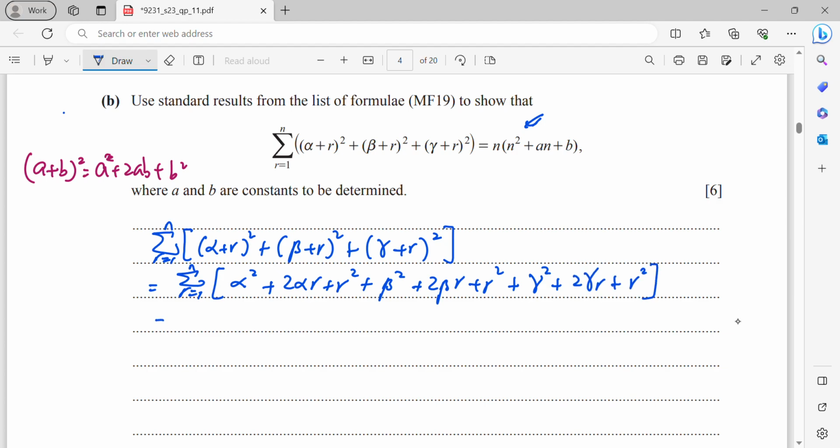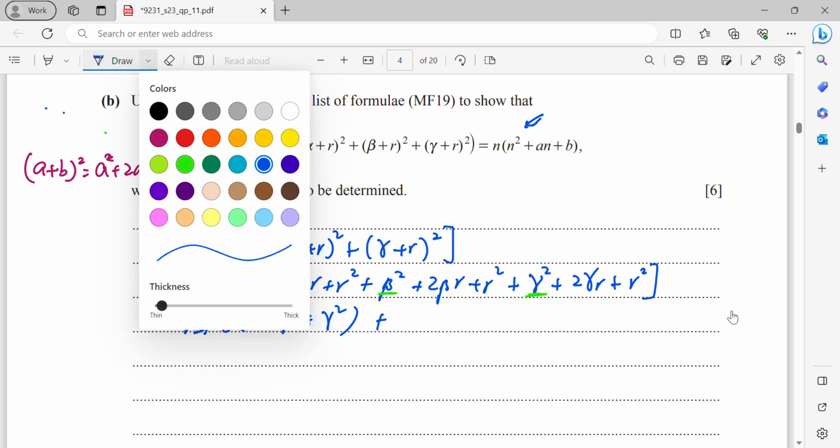From here, I can group the terms with r, or r squared, or without the r. Firstly, I will have alpha squared plus beta squared plus gamma squared. All these are without the r. So it will be summation r from 1 to n of alpha squared plus beta squared plus gamma squared. That is my first summation.